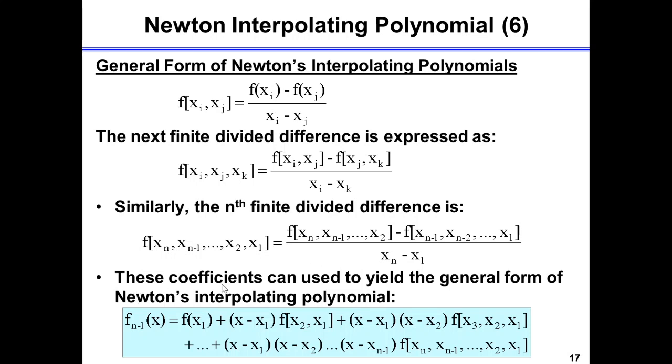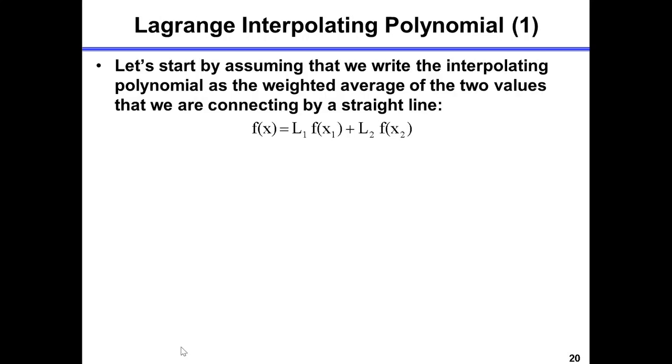So we can say these coefficients can be used to yield the general form of the Newton interpolating polynomials. So f of order n minus 1 at x is going to be equal to this. This equation is f of x1. This is the b1, right? Again, this equation is the general form of it. But if you want to do that by hand, you can go with the example that we did in the previous slide. So we said that we can use the Newton and the Lagrange one, right? Newton one, we learned it, but Lagrange one is very interesting.